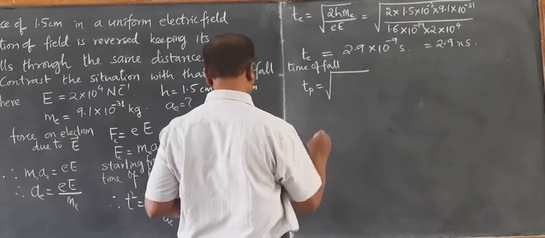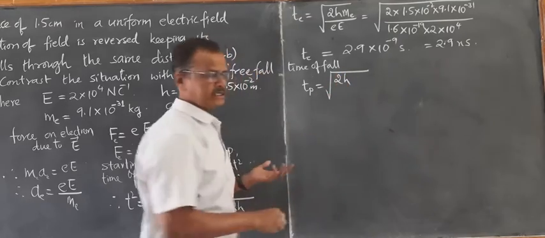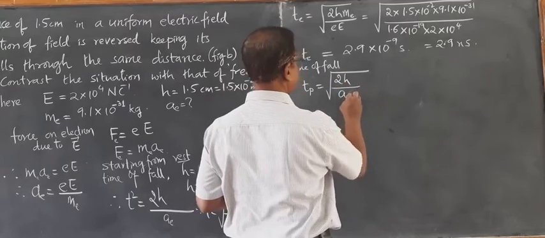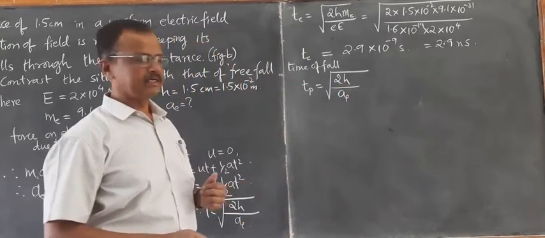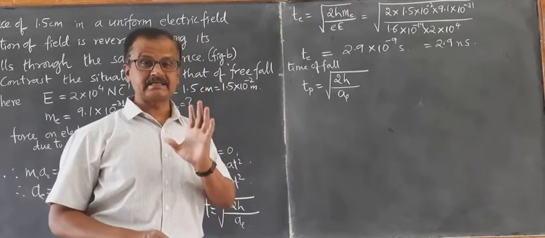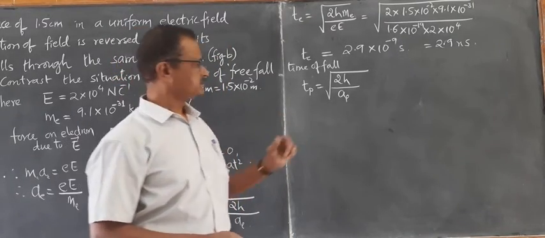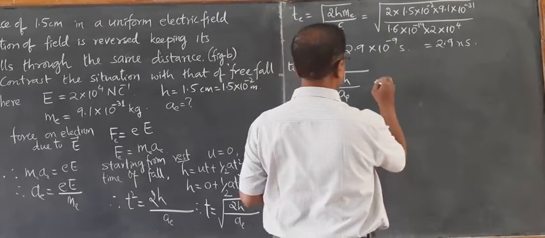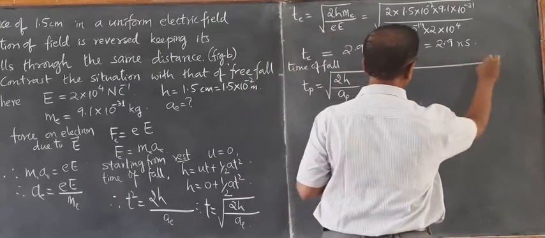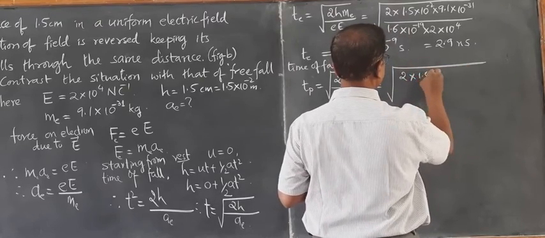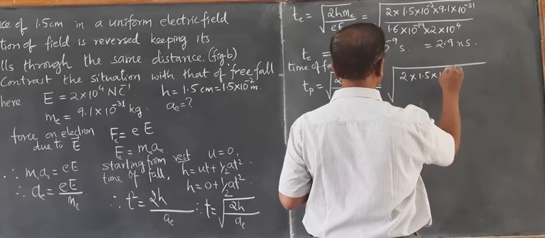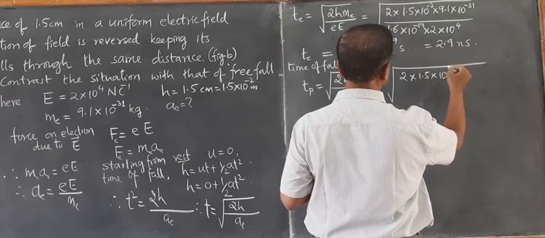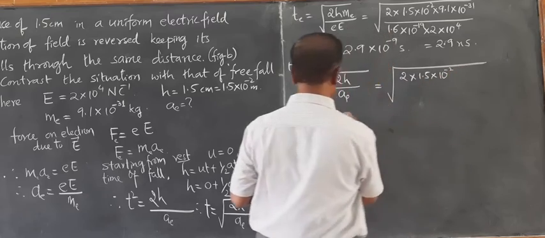TP can be written the same way as the square root of 2 into height, where the height is also the same here, 1.5 centimeter, divided by AP, where AP is the acceleration of the falling proton due to the electric field. So, if we substitute this: 2 into 1.5 into 10 to the power of minus 2. So that is the next step I should have written here.